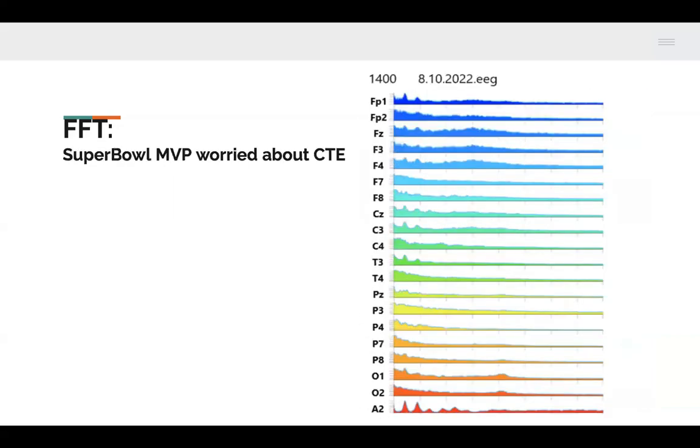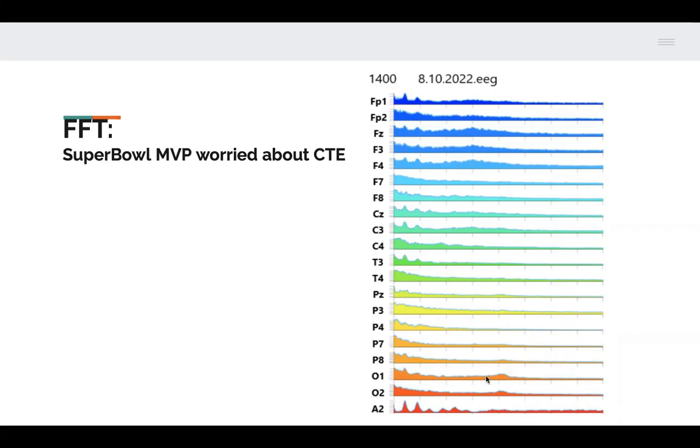Okay, so this is someone else we did recently. This is a Super Bowl MVP who's worried about chronic traumatic encephalopathy. And the sad thing is, I think he has it. And I mean, you can't diagnose it with this, but if you look at his alpha band, 4, 6, 8, 10, 10.3, I can tell you that he was probably faster than that at one point. He was probably in the 11 hertz range. Most of these top NFL players are usually in the 11 hertz range.